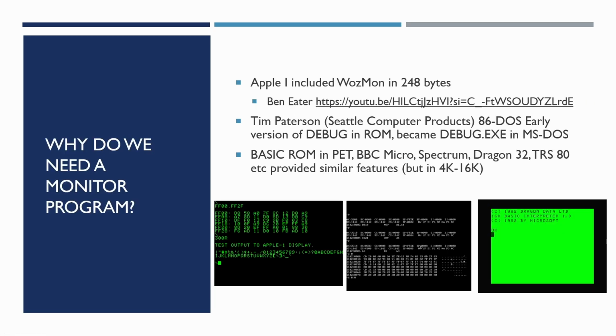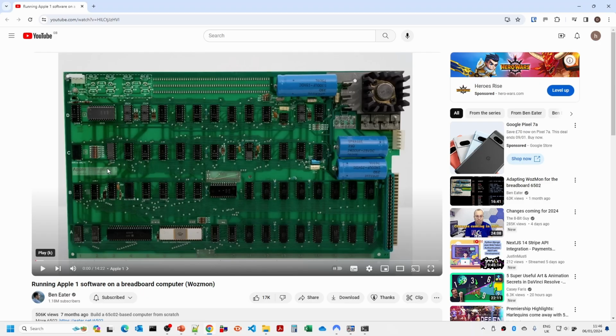Well, monitors were included in early micros. The Apple I, for example, included WOZMON, which was named after Steve Wozniak, who developed it. And that ran in only about 248 bytes. There is a Ben Eater video on this, which is worthwhile having a look at. He's done a number of videos on getting WOZMON running on his 6502 breadboard computer.